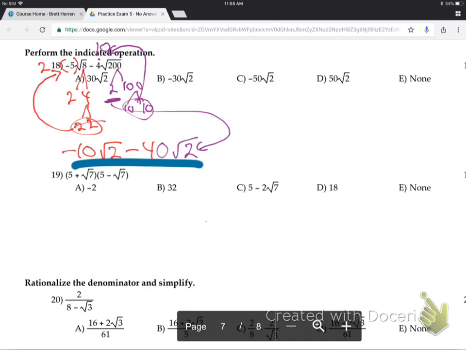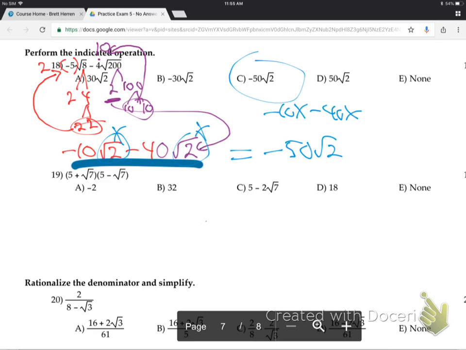So now at this point, these are like roots, aren't they? So we can actually combine them further, can't we? So minus 10 roots of 2 minus 40 roots of 2 is minus 50 roots of 2. It's like minus 10x and minus 40x. These are like x's, aren't they? The roots are like x's. Same roots are same letters. Different roots are different letters. Good there?